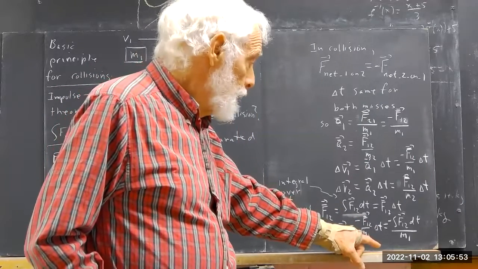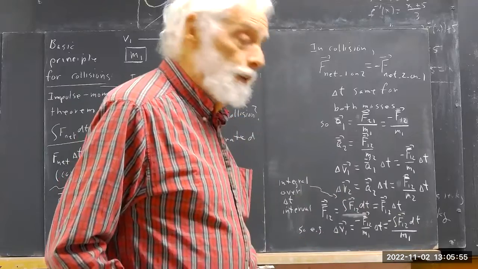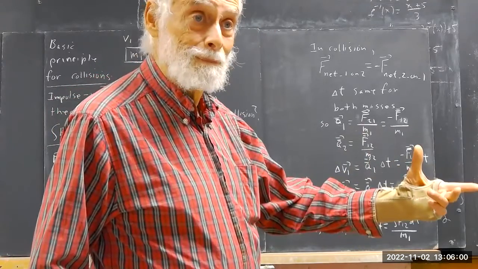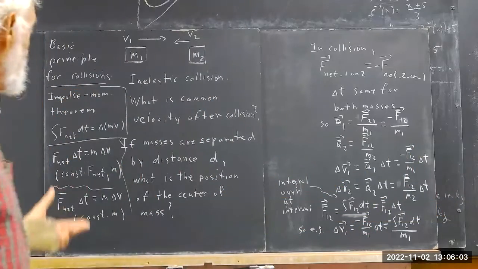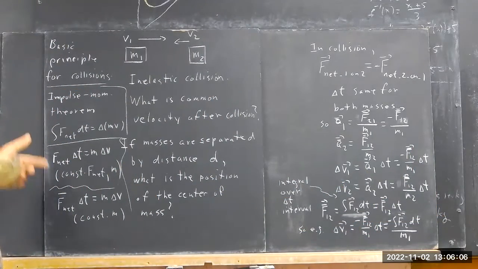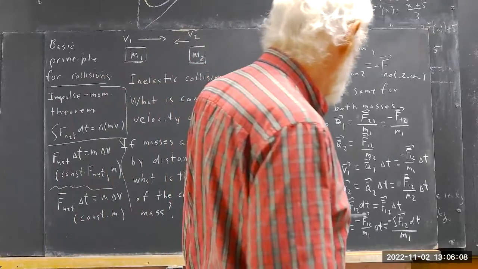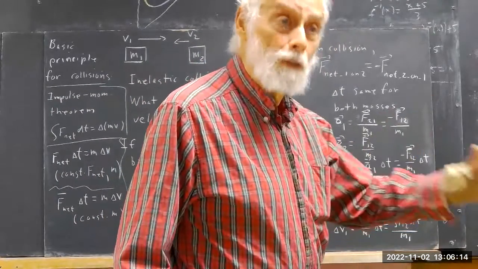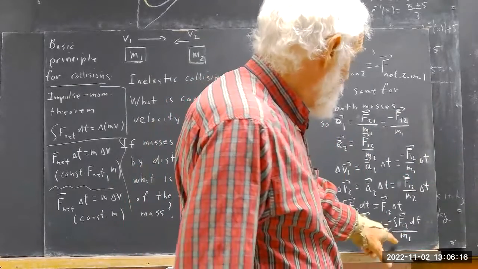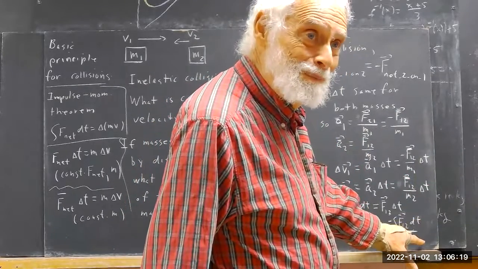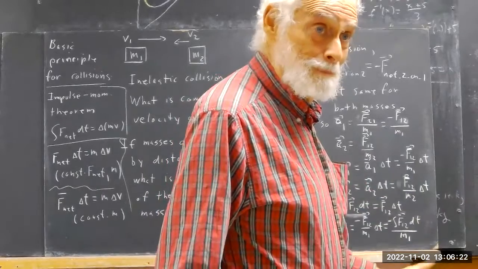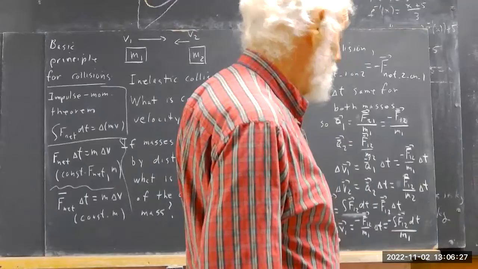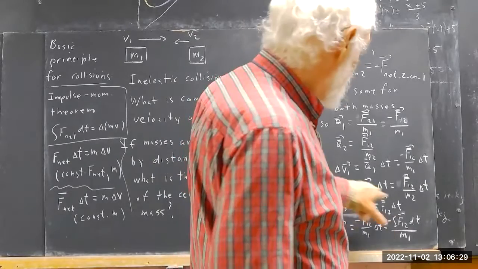Okay. Now, what's the integral of negative F12 dt? It's the impulse. That's what impulse is. And that's the change in momentum, which is, in this case, M1 delta V. So that's negative M1 delta V divided by M1, which is just delta V1. Okay. Work the rest of it out.